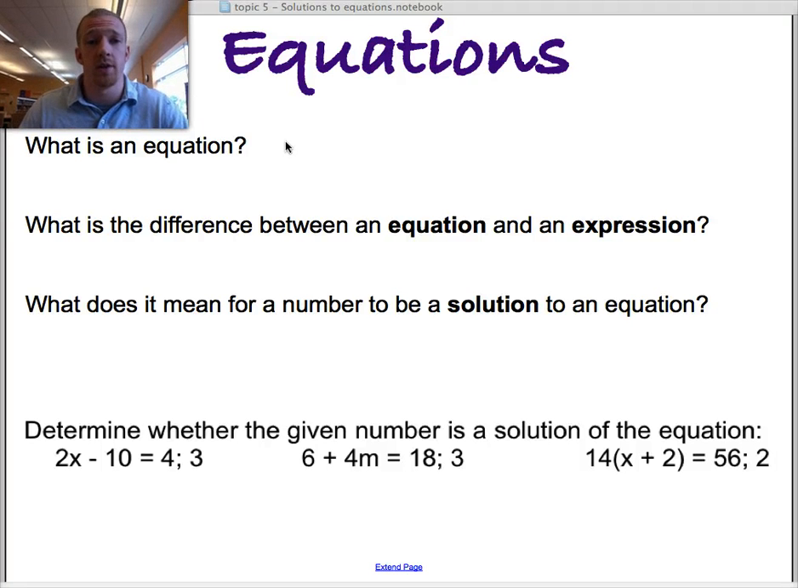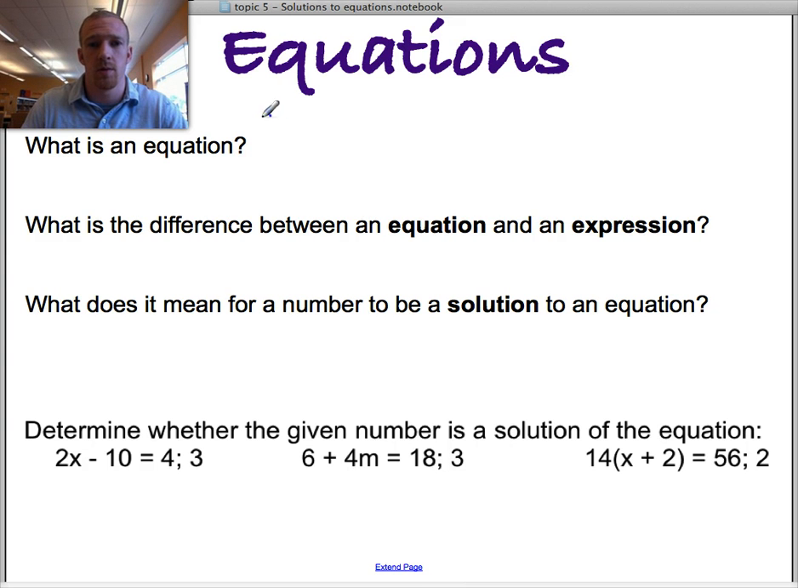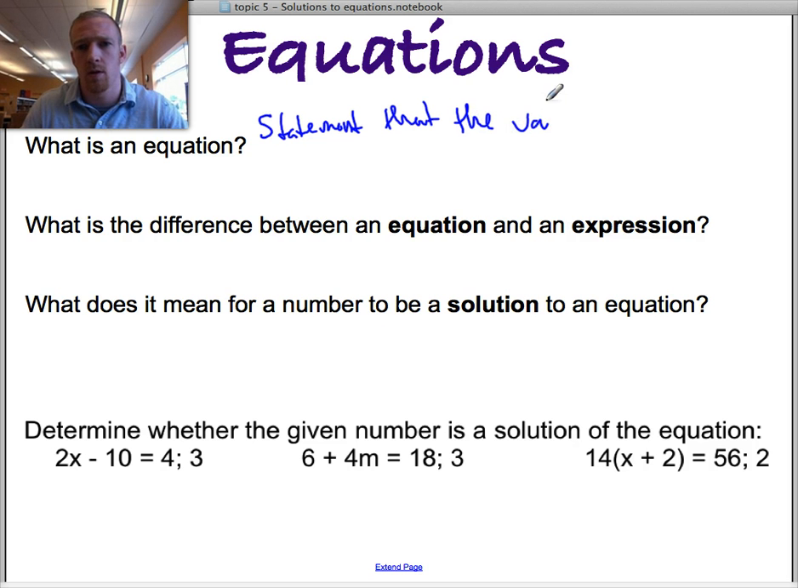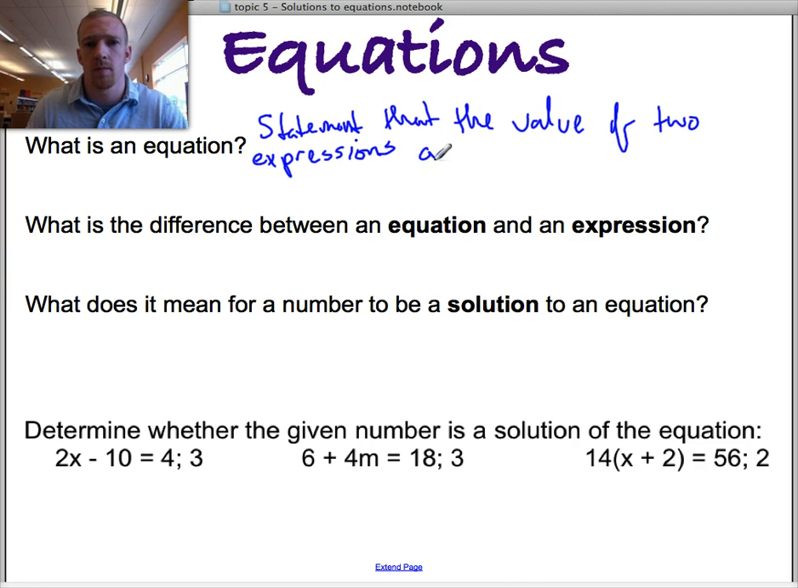Alright, so now we're doing equations. What is an equation? This may seem like an obvious question, but to give it a legitimate definition, it's actually a statement that the values of two expressions are equal. So it's a statement that the value of two different expressions, or two could be the same expression, two expressions are equal.